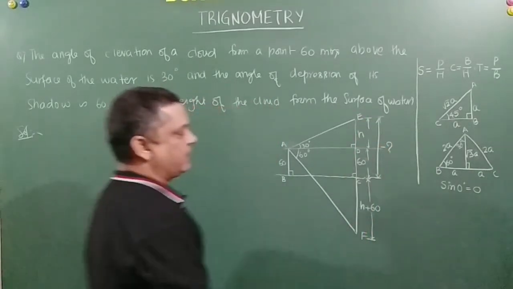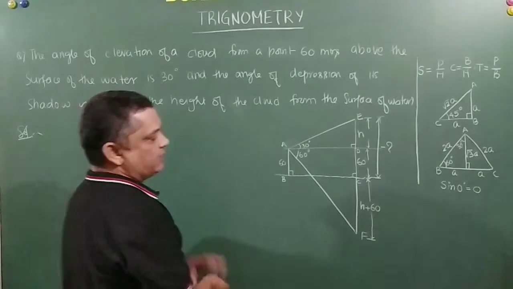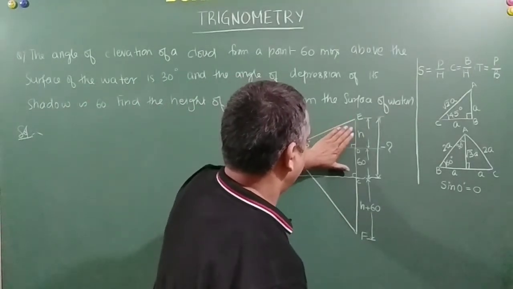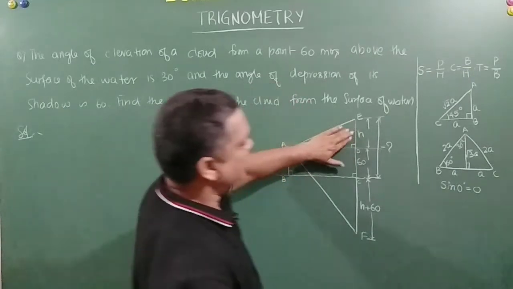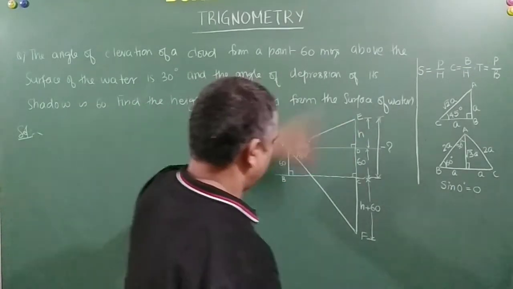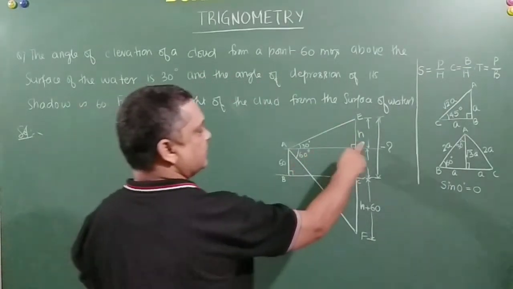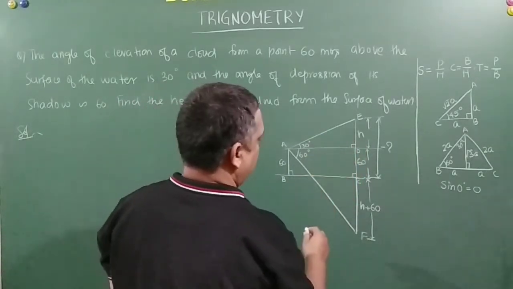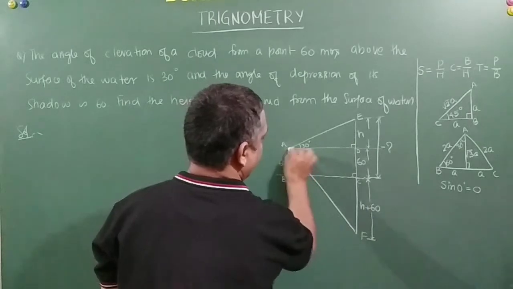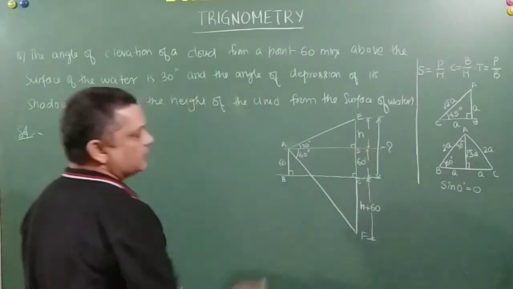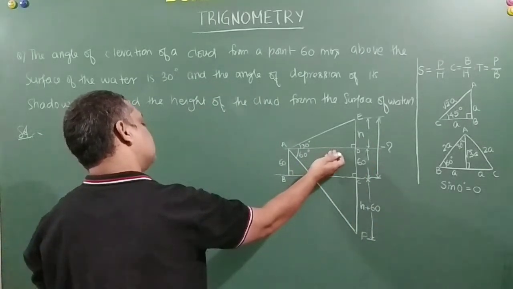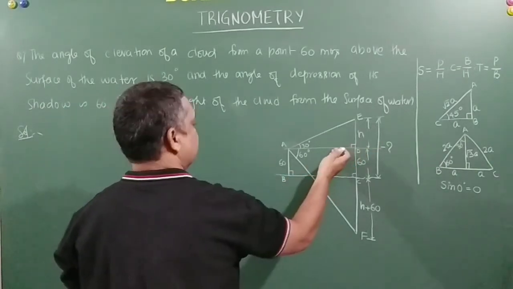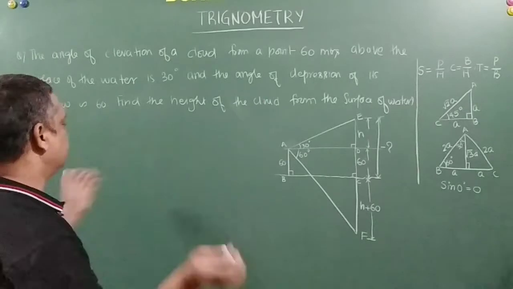This is h. Now we are expected to find this. We are expected to find h. If we know h, then we know the answer. So this is 30 degrees. The better way will be to find out AD. So this is base, and this is perpendicular by base. So again going for tan 30.